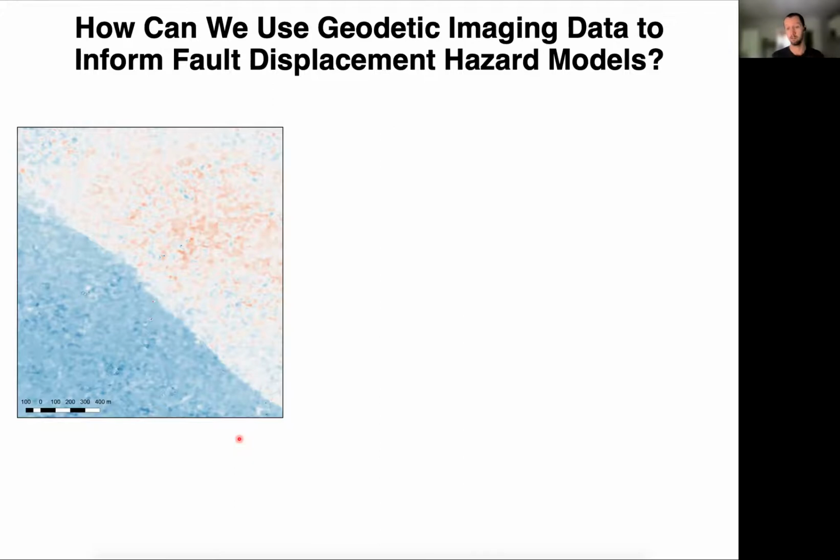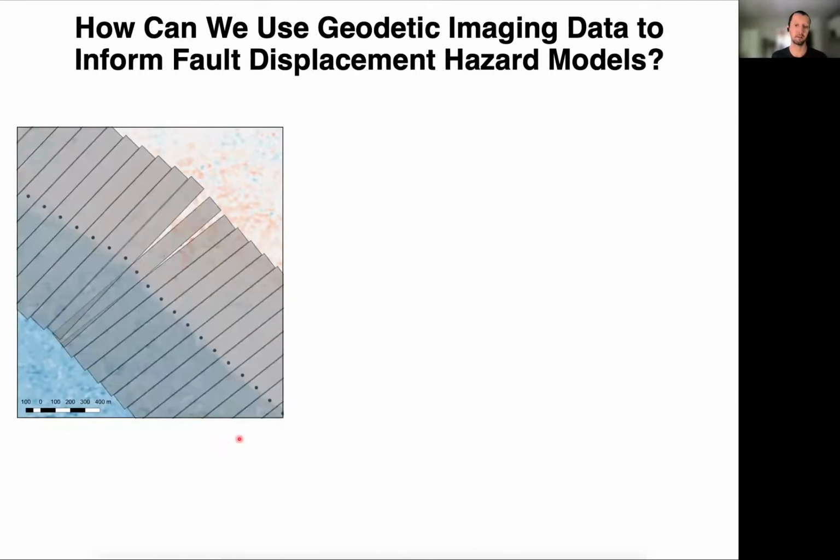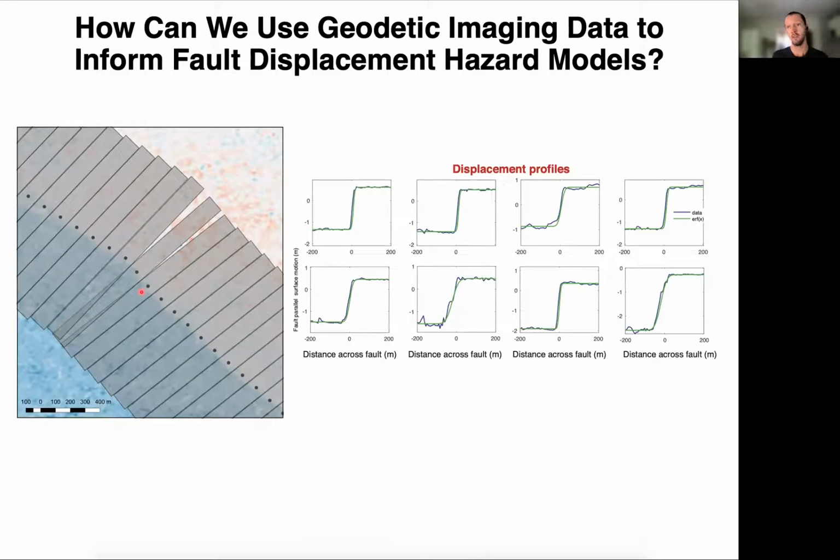Okay, so we've seen some examples of how the fault zone strain width can widen in areas where the material is experiencing extensional or contractional strain. So what can we do with these profiles? How can we use them to inform probabilistic fault displacement hazard models? What we do here is draw profiles across the fault.